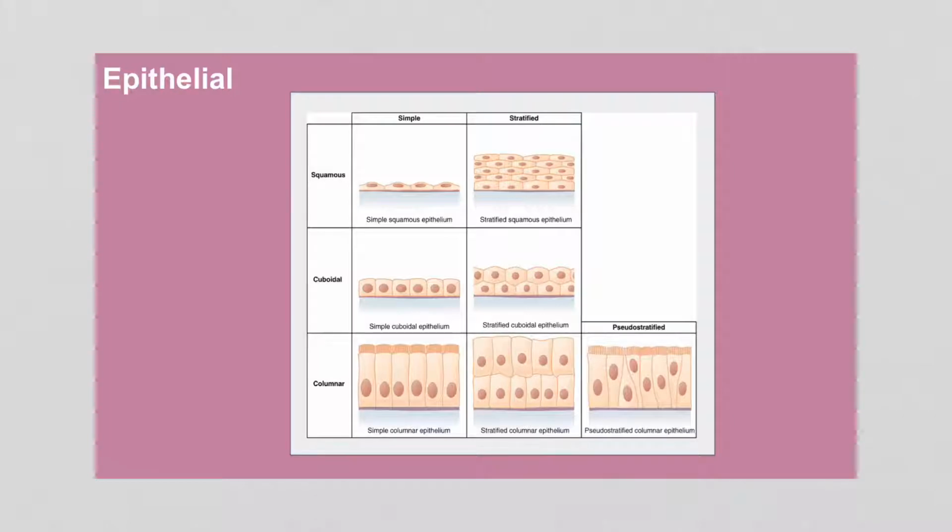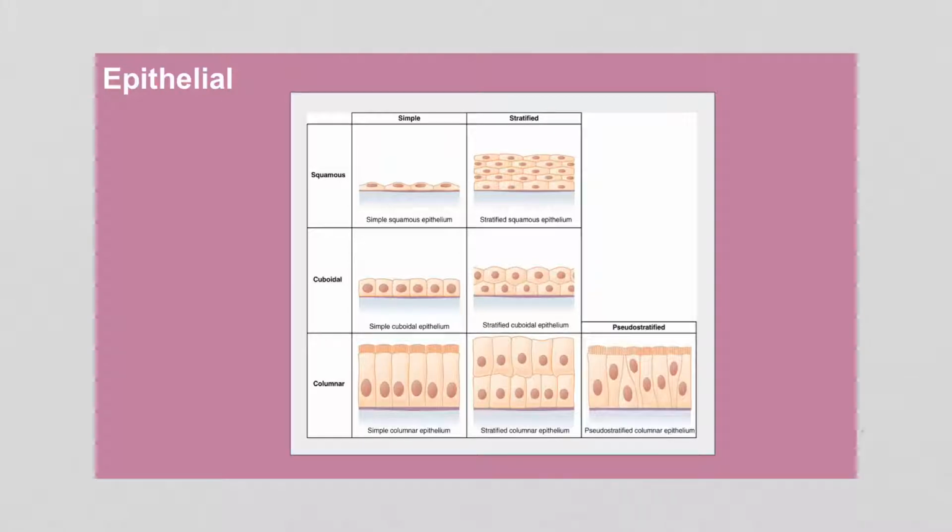Even though there's many different types of epithelium, they all share certain characteristics. That first characteristic that they share is called polarity. Polarity means that there's a difference between one surface of the cells compared to another surface of the cells.